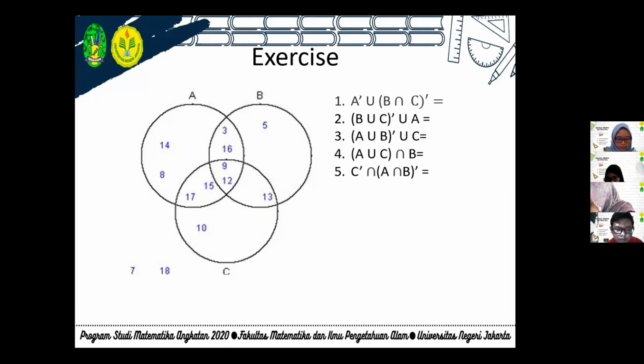May I try number 2? Yes, of course. The answer is 3, 7, 8, 9, 12, 14, 15, 16, 17, and 18. Yes, that's correct. Okay, there's only one number left. Number 1. Who's going to try to answer?